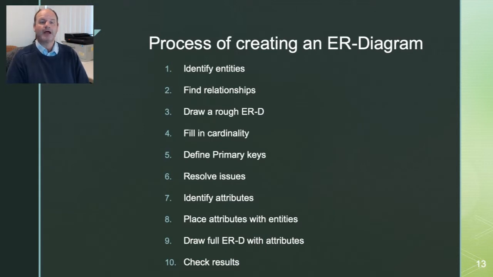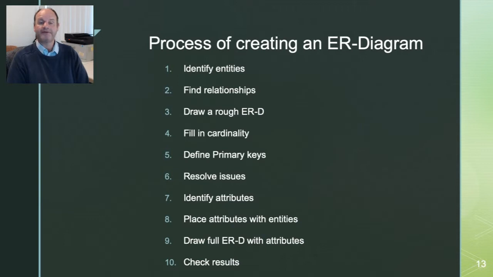Step 1. Identify the entities. This is about seeing what roles, events, locations, persons, even ideas can be made into a table to be stored in them. Step 2. Find relationships. This is looking to see which entities will link to each other. The best way to do this is using a relationship matrix. Step 3. Draw a rough ER diagram. Here we simply draw in the entities and the relationships.